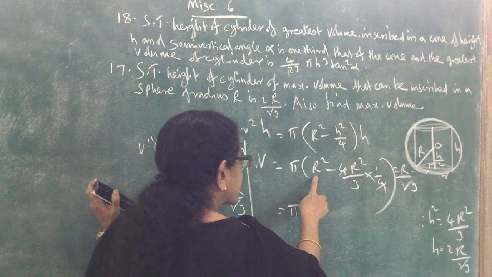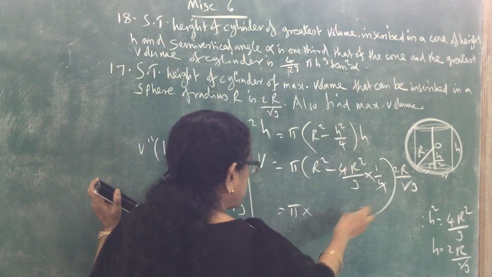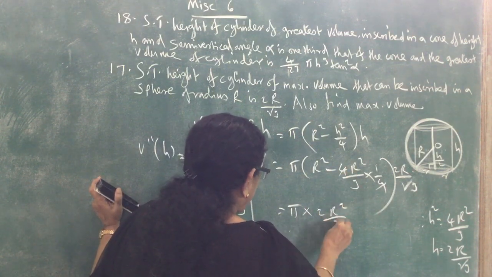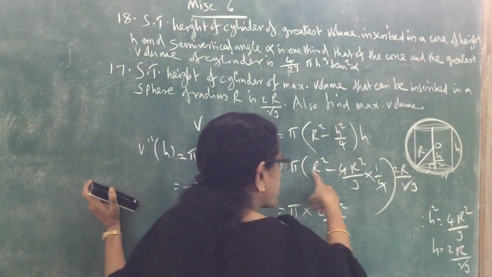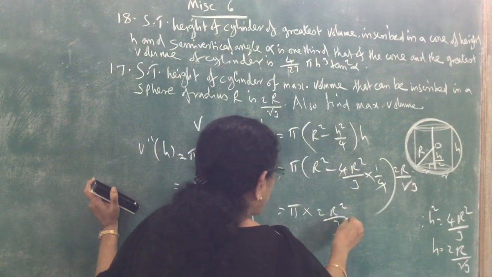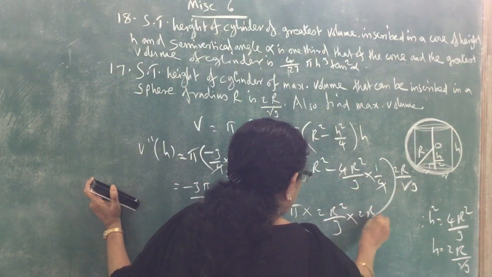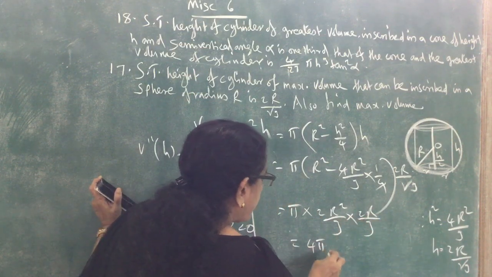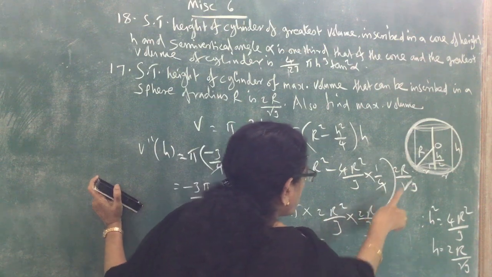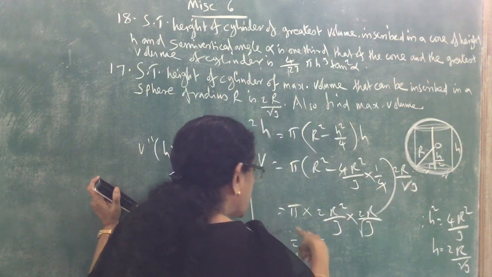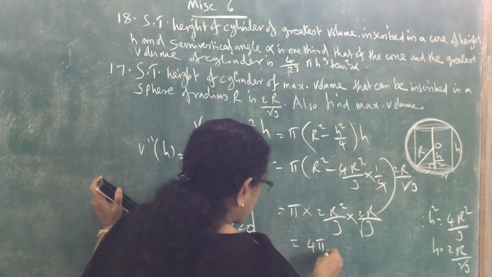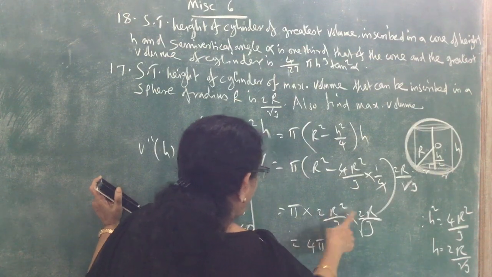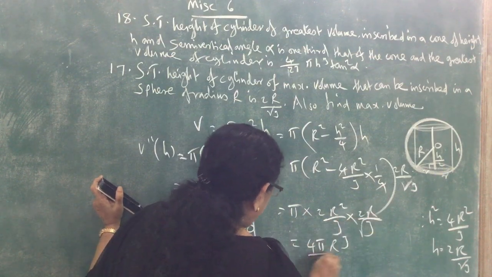2r by root 3. That is equal to pi into, 4 cancelled, pi into r square minus r square by 3. That is 2r square by 3, 3r square minus r square, 2r square by 3 into 2r by root 3. That is equal to 2 into 2, 4 pi, 2r by root 3. So 4 pi r cube by 3 root 3.